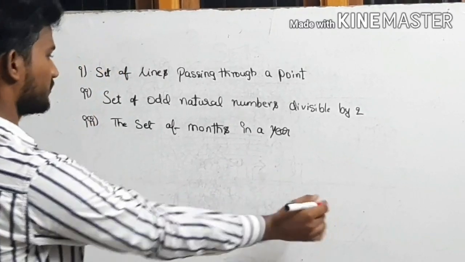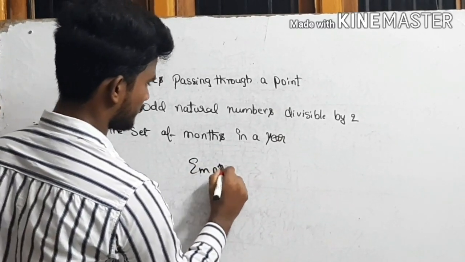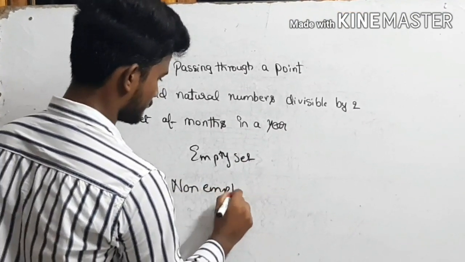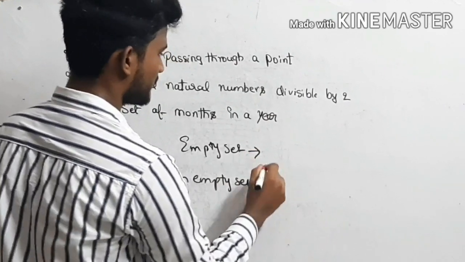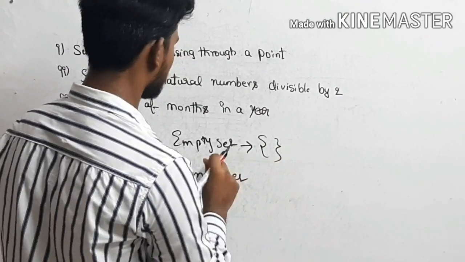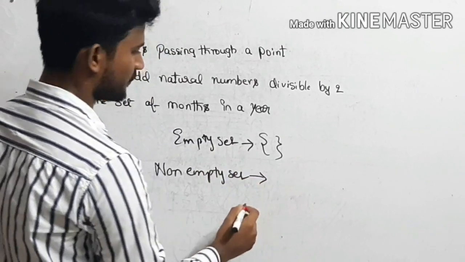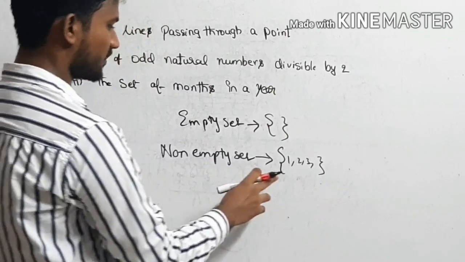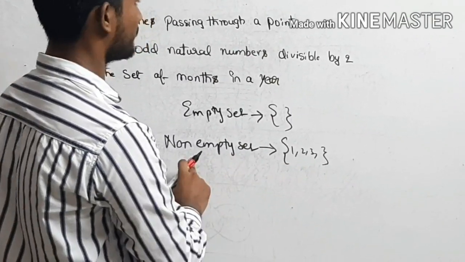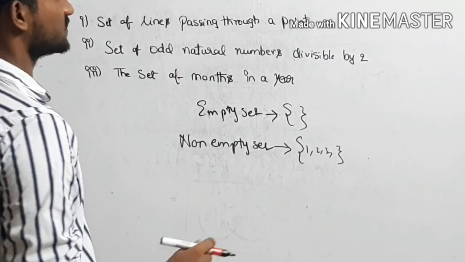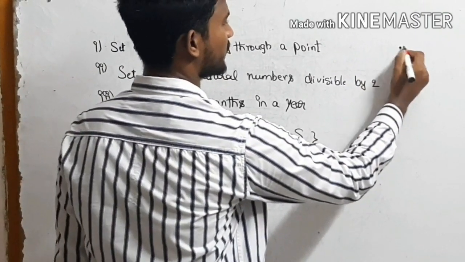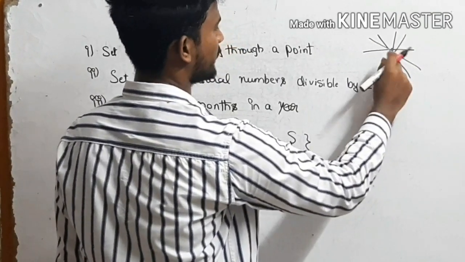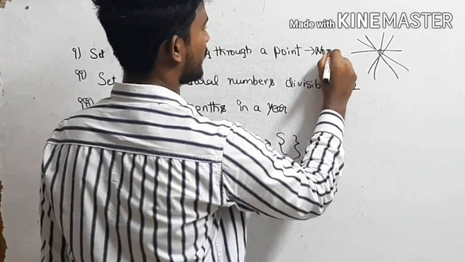Just like this question, for empty set and for non-empty set. Empty set means no elements are present in the set, and non-empty set means there are some elements present in the set. First we take the set of lines passing through a point. If we take a point, there are any number of lines passing through the same point. So it is a non-empty set.